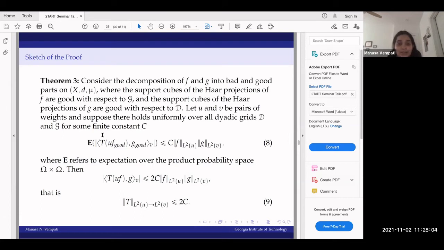So what this theorem says is that if we have good and bad decompositions for our test functions f and g, and we have the pair of weights u and v, and we assume that we have a control for the inner product of T f good, g good, then we end up getting the control for the inner product of TFG as a whole, which in turn gives us a control for the operator norm of T. So all our work reduces to just proving the control for the inner product of T, f good and g good, instead of considering the whole functions f and g in the inner product.